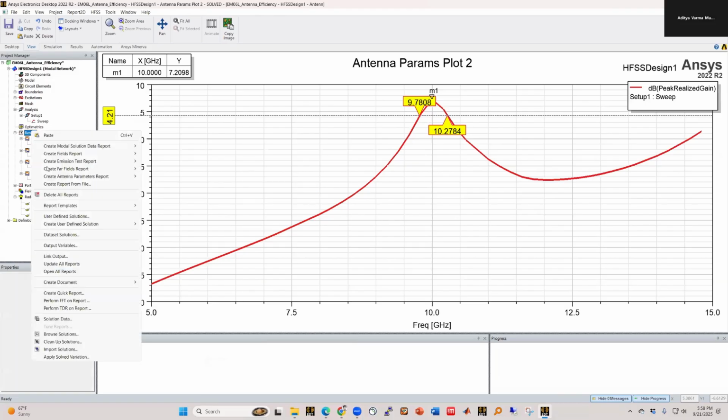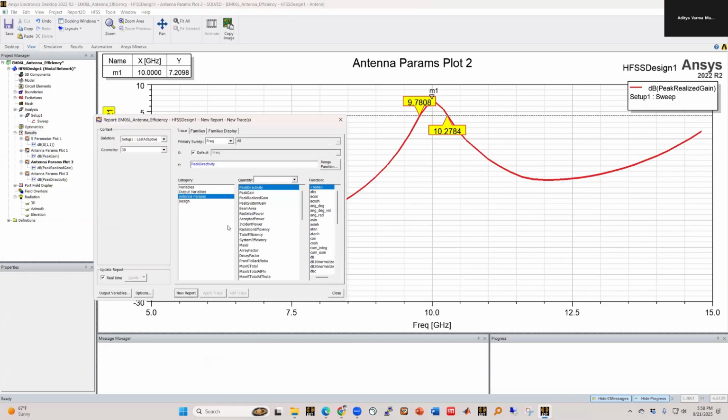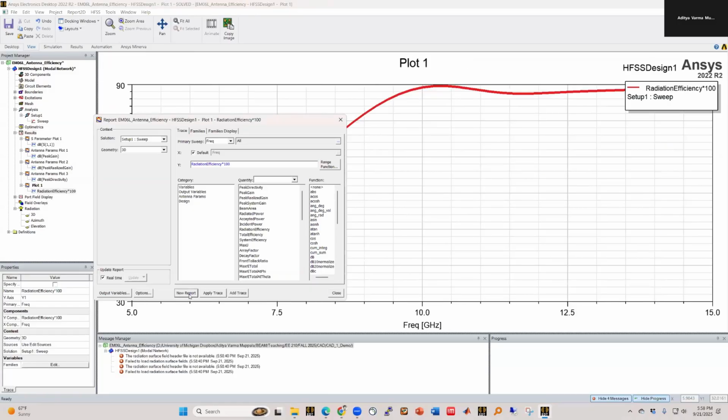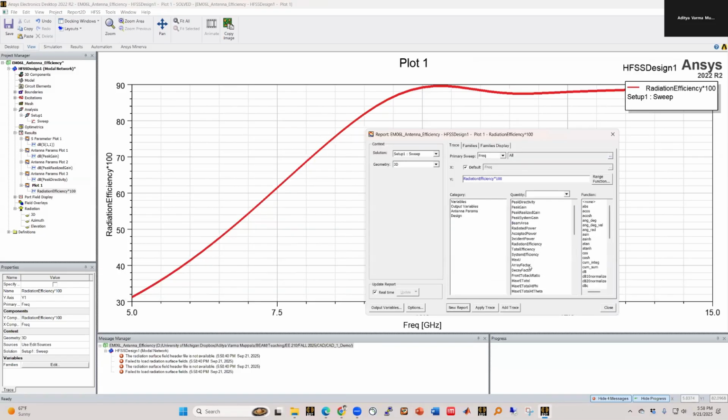Okay, and then of course we also want to plot radiation efficiency. So radiation efficiency, I'll say times 100 to get the percentage. And again, we want to sweep radiation efficiency times 100, new report. Okay, so it's close to 90%, right?